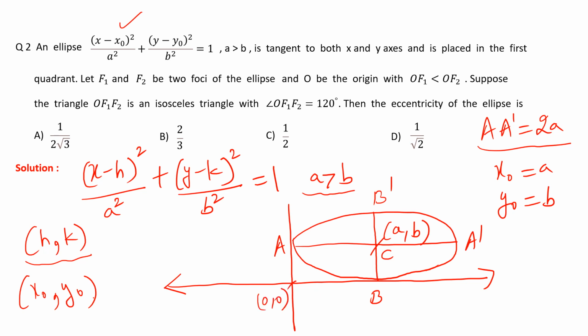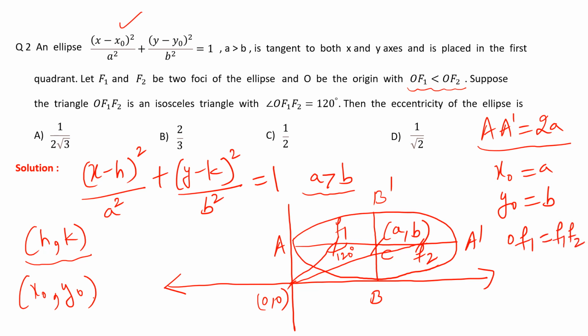Now it is talking about two foci F1 and F2, and according to the given condition OF1 is less than OF2, that means F2 is going to be farther from the origin. So on this side we'll be having F2 and here we'll be having F1. Let's join OF1 and OF2, and this is the triangle OF1F2 which is isosceles with angle OF1F2 equal to 120 degrees. Fine. That means we are going to have OF1 equal to F1F2.